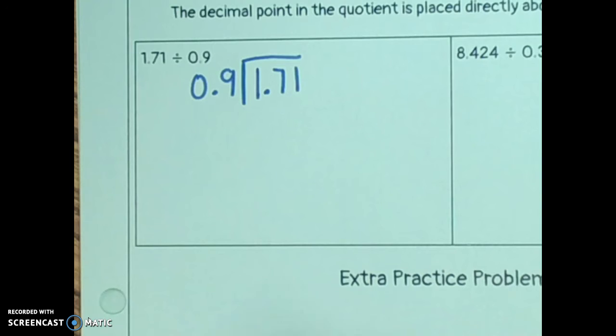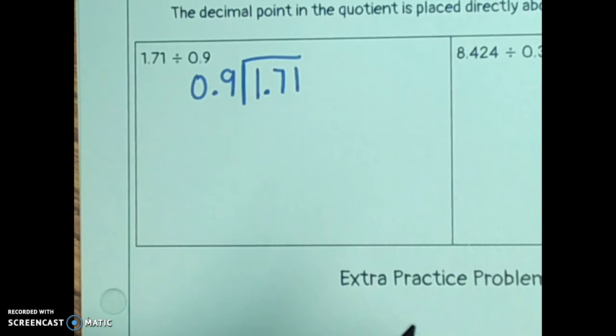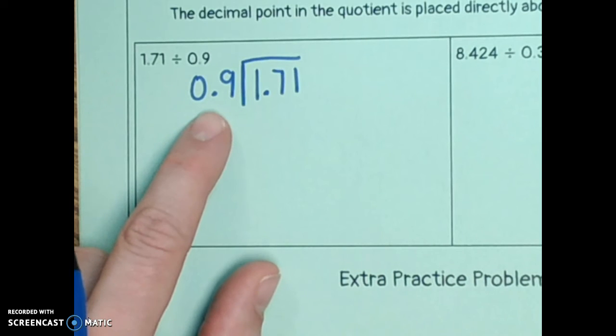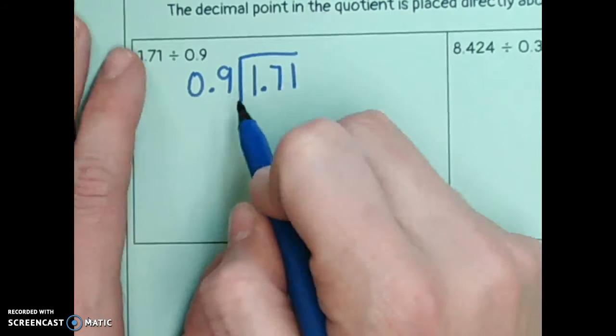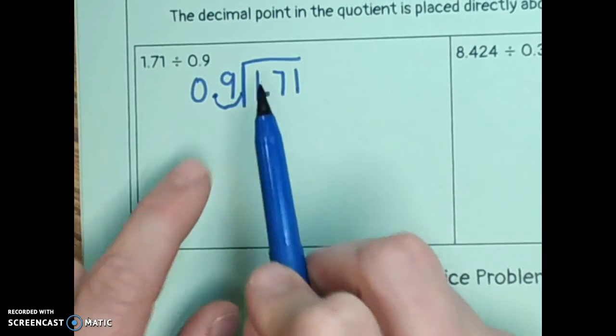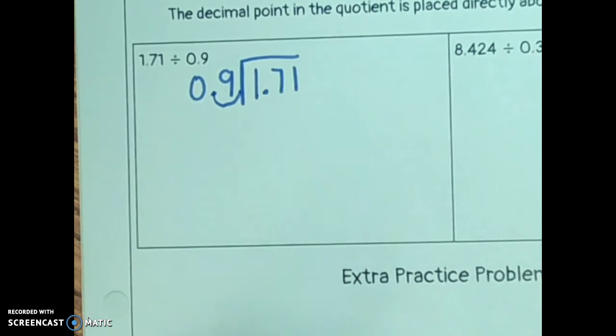Okay. This time, this guy on the outside, the divisor. Do you see how he's a decimal this time? We need to make him a whole number. So we're just going to move it over one. Now he's a whole number. We just moved the decimal. Because we have to get the decimal moved in here so it's correct.